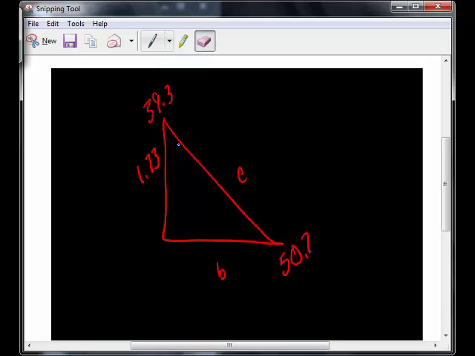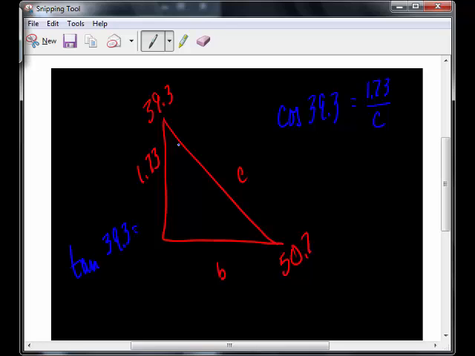It's cosine and tangent we're dealing with this time. Cosine 39.3 is adjacent 1.73 over hypotenuse, and tangent 39.3 is opposite B over 1.73.